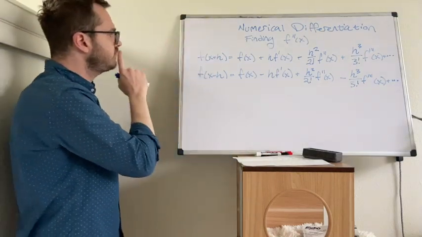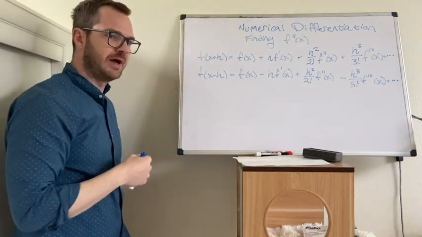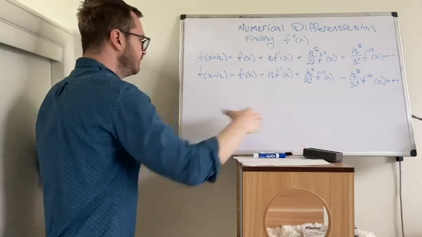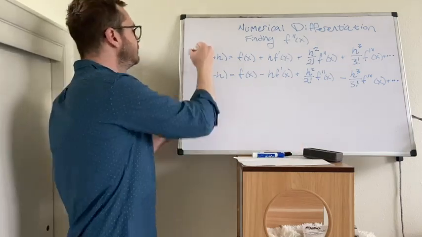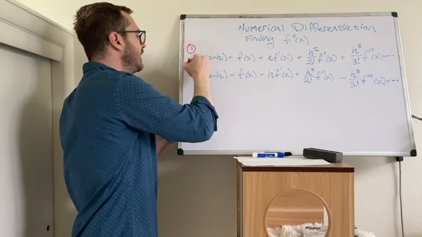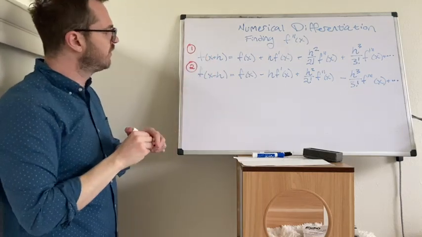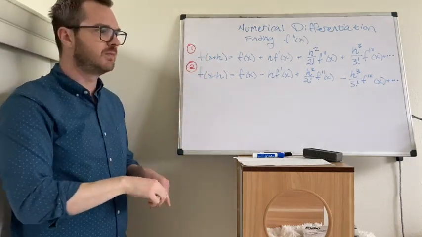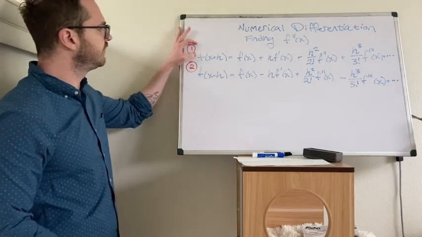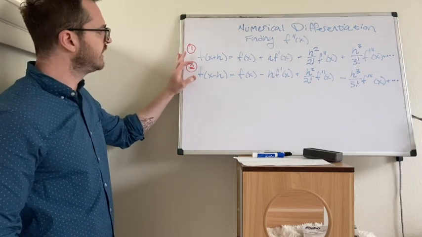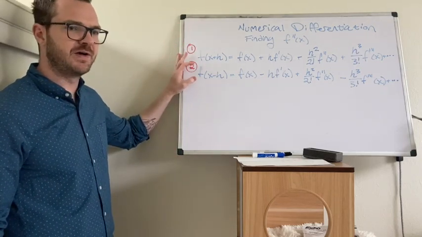So what I have written down now are two equations. Let's call them number 1 and number 2. And you can see number 1 and number 2, we've seen these several times. This is the Taylor series expansion of f of x plus h. Here's the Taylor series expansion of f of x minus h.